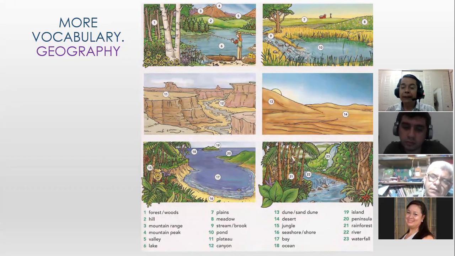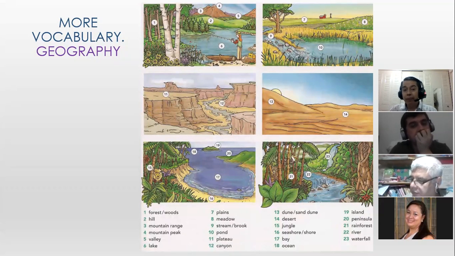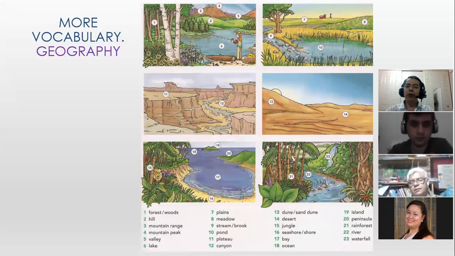Then we have range. That is a línea montañosa, cadena montañosa, right? Like Los Andes, for example, is a mountain range. El Bálsamo, right? It's a mountain range. A mountain peak is el pico de una montaña, right? Mountain Cacahuatique, for example. What is in Chalatenango, el Pital, right? Also, it's a mountain peak, right? Okay, so this is vocabulary about geography in English, right? Any extra question?